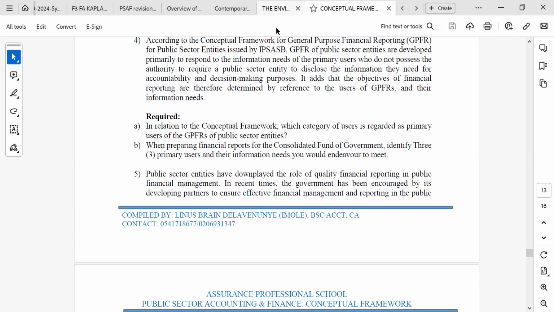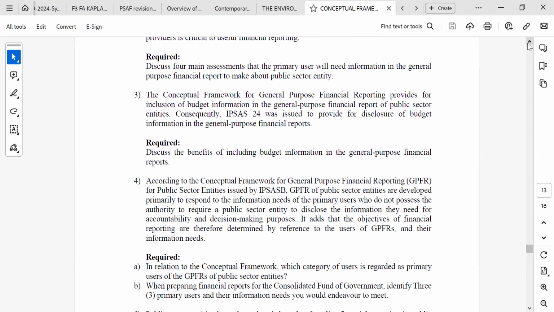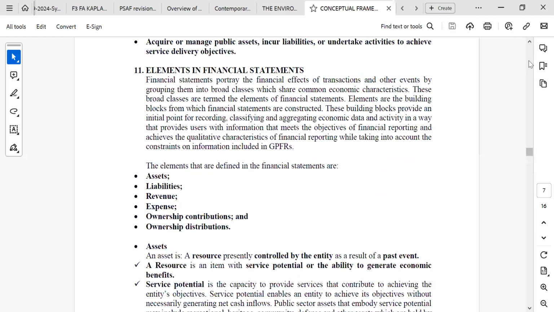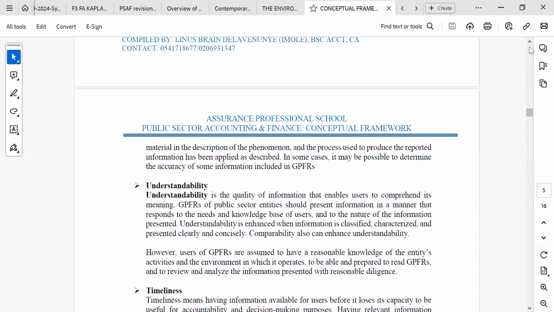The other one will be Parliament. They want to ensure compliance with the legally approved budget. They also want to measure the financial performance of the public sector entities, and to ensure accountability for public funds or resources. You can also have the lenders, the donor agencies, and all those things. At least these things will stick in our head. Let's move on to the qualitative characteristics.